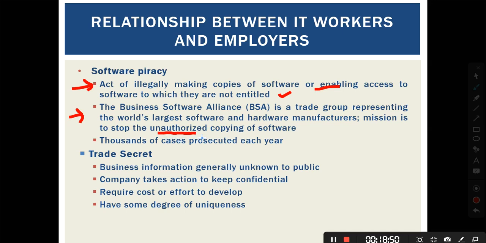Thousands of cases are prosecuted each year, a number of them especially in China and Pakistan.